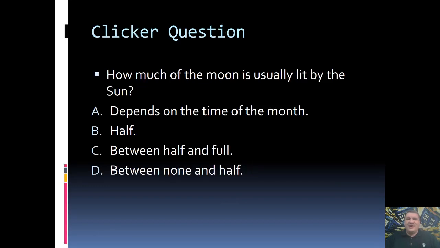Alright, here's our first lecture quiz question. How much of the moon is usually lit by the sun? A, depends on the time of the month. B, half. C, between half and full. Or D, between none and half. Go ahead and think about it, and we'll discuss in just a bit.